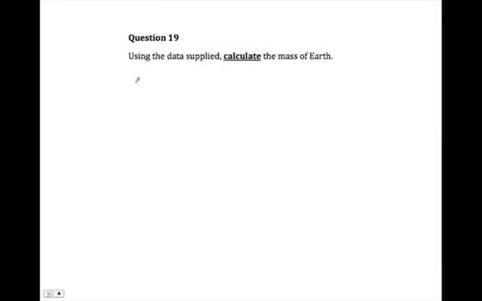Okay, question 19, using the data supplied, calculate the mass of the Earth. For this we're using the same equation, with the mass of the Earth and r squared. So we use g equals 10. We know it's 9.8, but in these exams we're using 10. So 10 equals 6.67 times 10 to the minus 11 times capital M divided by r squared. Now the radius of the Earth, I am going to need it now. Oh, I found it. 6.37 times 10 to the 6.